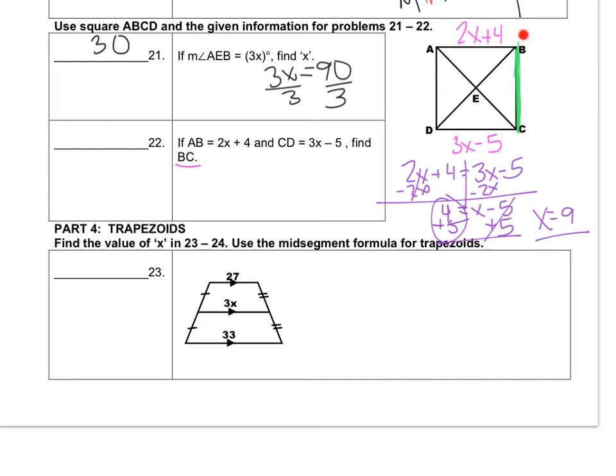Well, we don't have CB. It didn't tell me what CB was. You should know that this is a square. All sides are equal. So you can plug it into 2x plus 4 or 3x minus 5, and it's going to get you the same thing. I'm going to plug it into 2x plus 4 because I like to add rather than subtract. So I just have 2 times 9 plus 4. 2 times 9 is 18. 18 plus 4 is 22. And that is your answer.